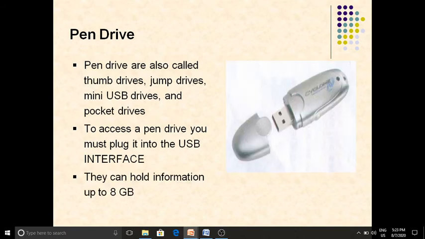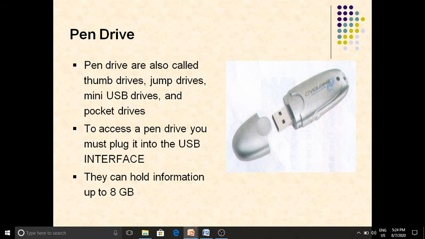The next external storage device is the pen drive. So what is this pen drive? Pen drives are also called thumb drives, jump drives, mini USB drives and pocket drives. Okay students, nowadays all of you are familiar with the external storage devices we use in computer systems. Rather than CD or DVD, we use mostly pen drives. It looks just like a pen. The other names given to a pen drive are thumb drives, jump drives, mini USB drives and pocket drives.